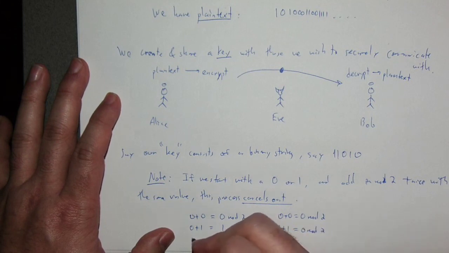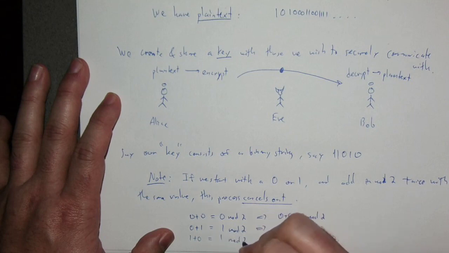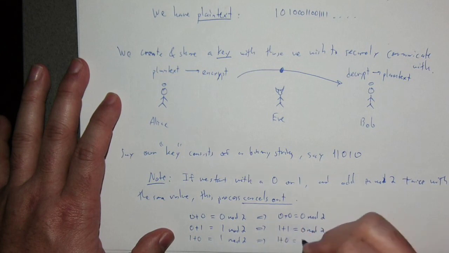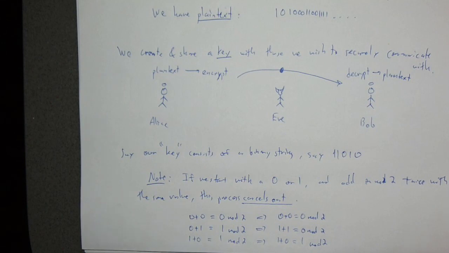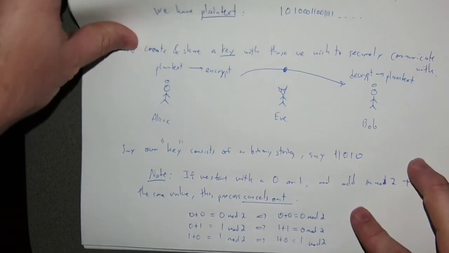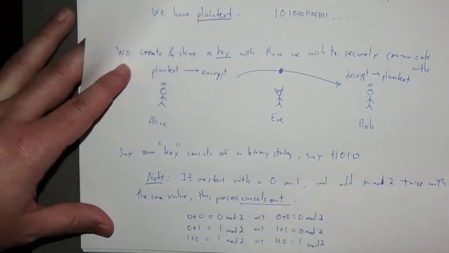So I started with 0 mod 2 and I ended with 0 mod 2. Right? And 1 plus 0 gives me 1 mod 2. But then now I have 1 mod 2 and I'm adding 0 to it, which is still 1 mod 2. So I started with 1 mod 2 and I ended with 1 mod 2. And lastly, starting with 1 mod 2 and adding 1 to it, I get 0 mod 2, and then I add 1 to it and I get 1 mod 2. So whatever I start with is what I end with if I add the same number mod 2 twice in succession. Okay. So this is why this is going to work as a key.